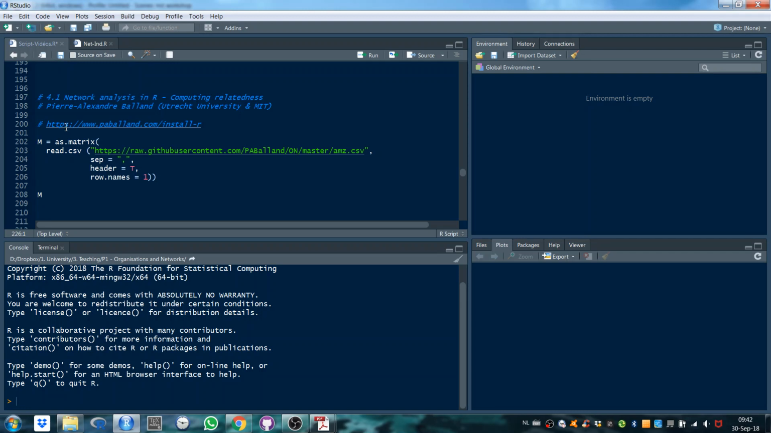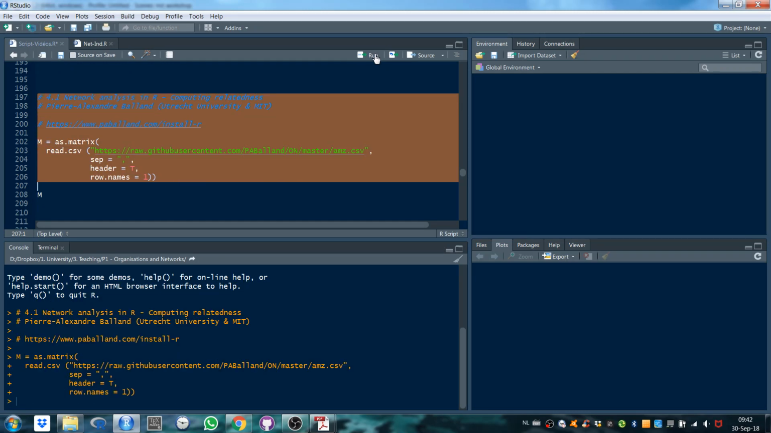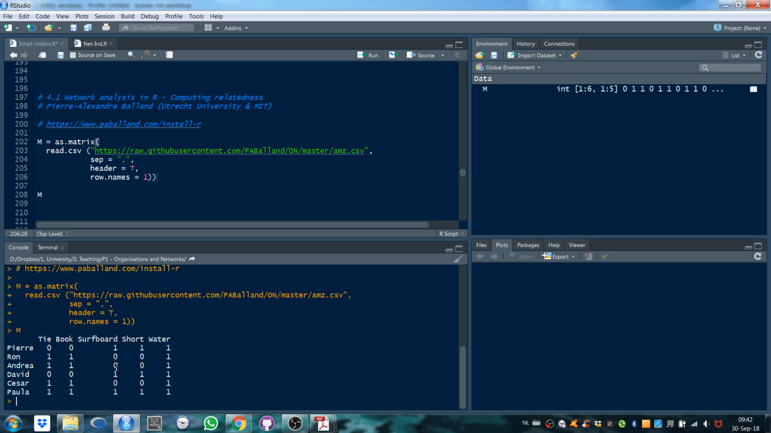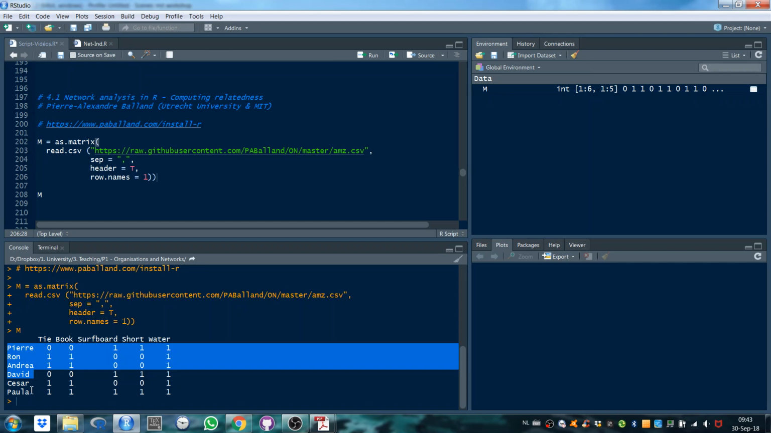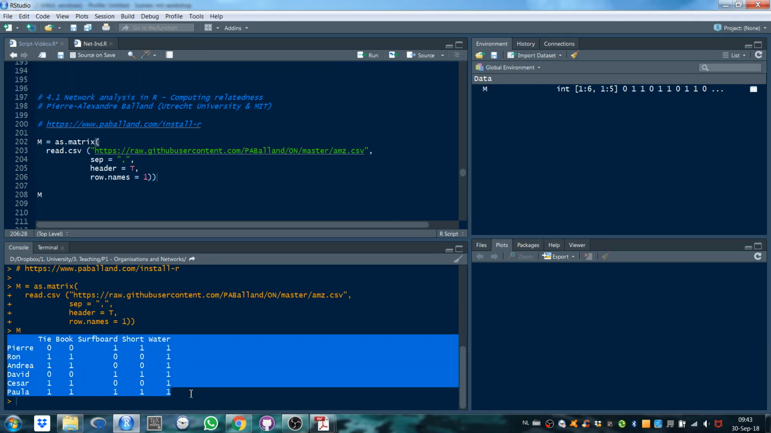So let's start with data that we are familiar with. Let's load a matrix that tells you whether two products are bought by the same customers. Remember, we had this data where Pierre, Ron, Andrea, David, Cesar, and Paola buy different types of products. Pierre, for instance, buys surfboard, shorts, and water, while David buys surfboard, shorts, and water as well. This is represented in this matrix.